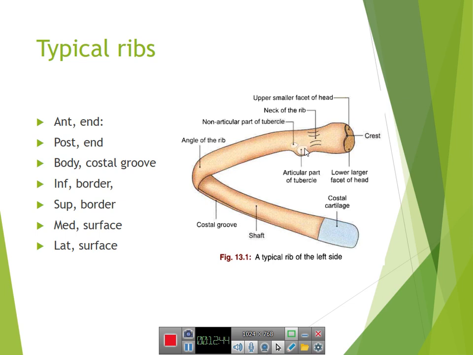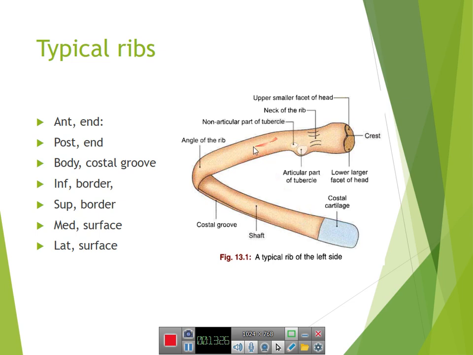Its medial part is articular and forms the costotransverse joint with the transverse process of the corresponding vertebra. The lateral part, that's here, is smaller and non-articular. So the articular part and non-articular part of the tubercle is very important, and you should keep in mind that. So it's very important.